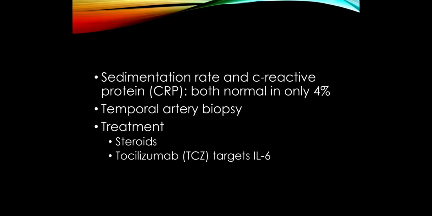So how do we make a diagnosis? Well, first thing, we order a sedimentation rate and a C-reactive protein. Now, these are very sensitive tests, and in a large study, when both of these are normal, only 4% of patients are later proven to have giant cell arteritis. So general rule of thumb is if your SED rate and C-reactive protein are normal, your patient does not have giant cell arteritis.